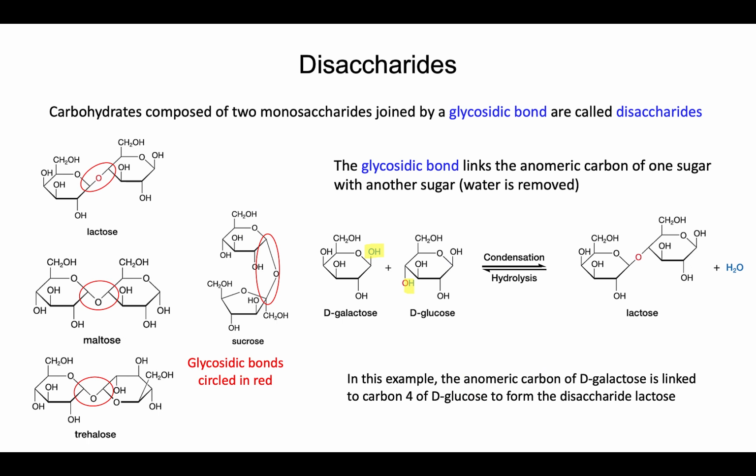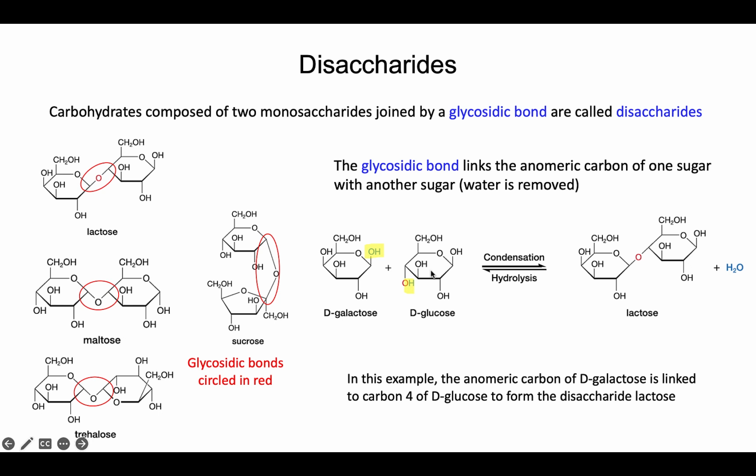We are now going to move on to disaccharides, which are carbohydrates that are composed of 2 monosaccharides joined together. And when they join together, they form what's called a glycosidic bond to form the disaccharide. So the way this works is, here we have 2 monosaccharides. Shown here are D-galactose and D-glucose. So there are 2 different types of monosaccharides that exist.